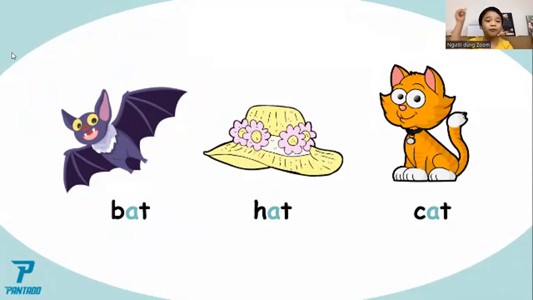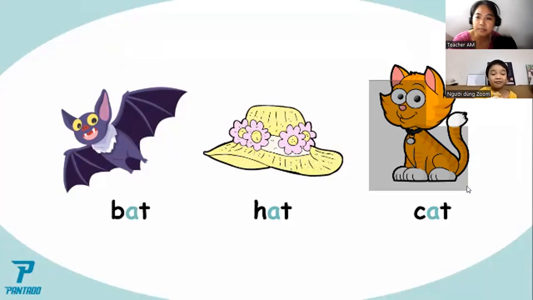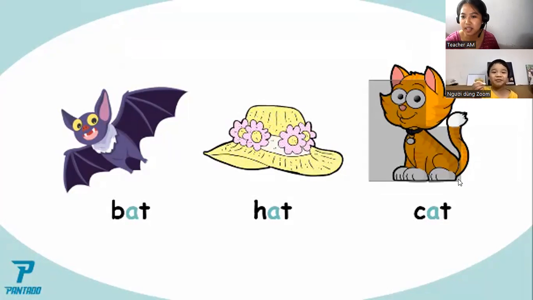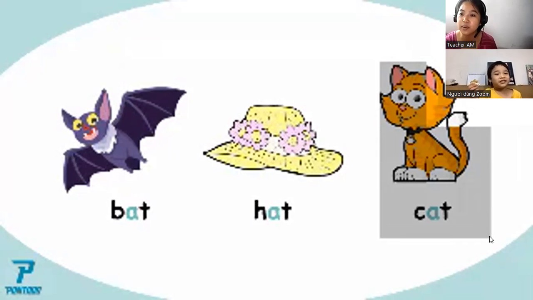What's your name? What's your name, baby? Ningkai. Okay, he said Matmat. And he called this one Ningkai, because we call this in the Philippines Ningkai. But in English, we call this one cat.